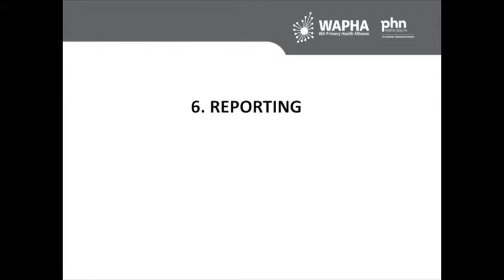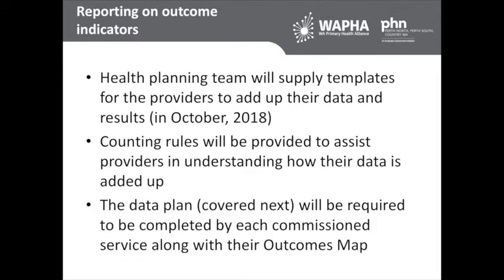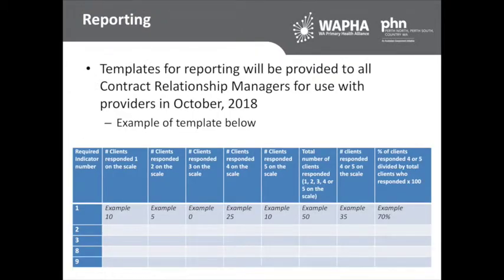Moving on to reporting. Your contract relationship manager will supply you with templates to add your data results. Counting rules will be provided to assist providers in understanding how their data is collected. The data plan will be required to be completed for each commission service along with an outcomes map. This is an example of what a template for reporting might look like.